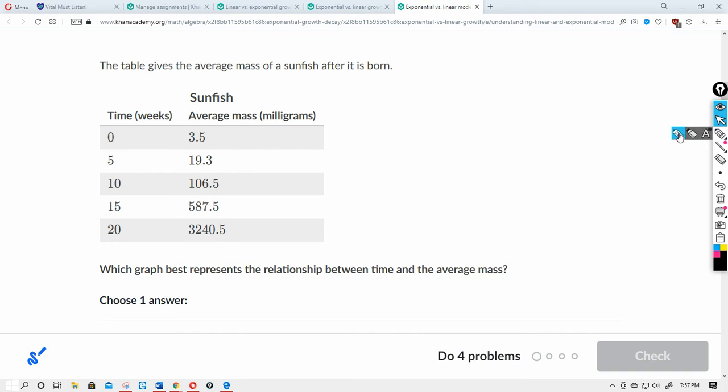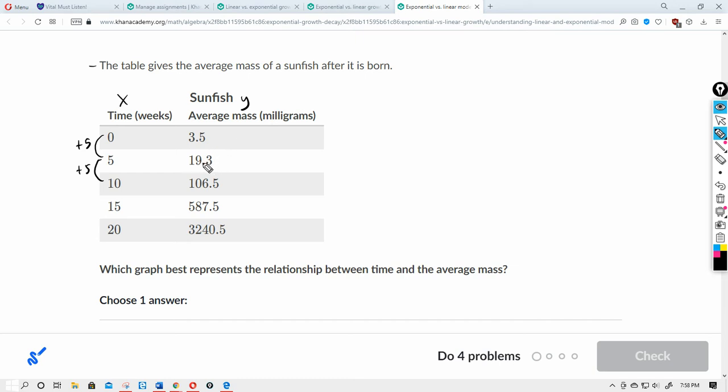So the table gives the average mass of a sunfish after it is born. Okay, I think for all of these, this will be the X column and this will be the Y column on the right. Okay, the X column, I'm pretty sure it will increase by the same amount each time. So you can just make sure if you want to, but these are all going to be plus 5. Okay, now let's look at the Y column.